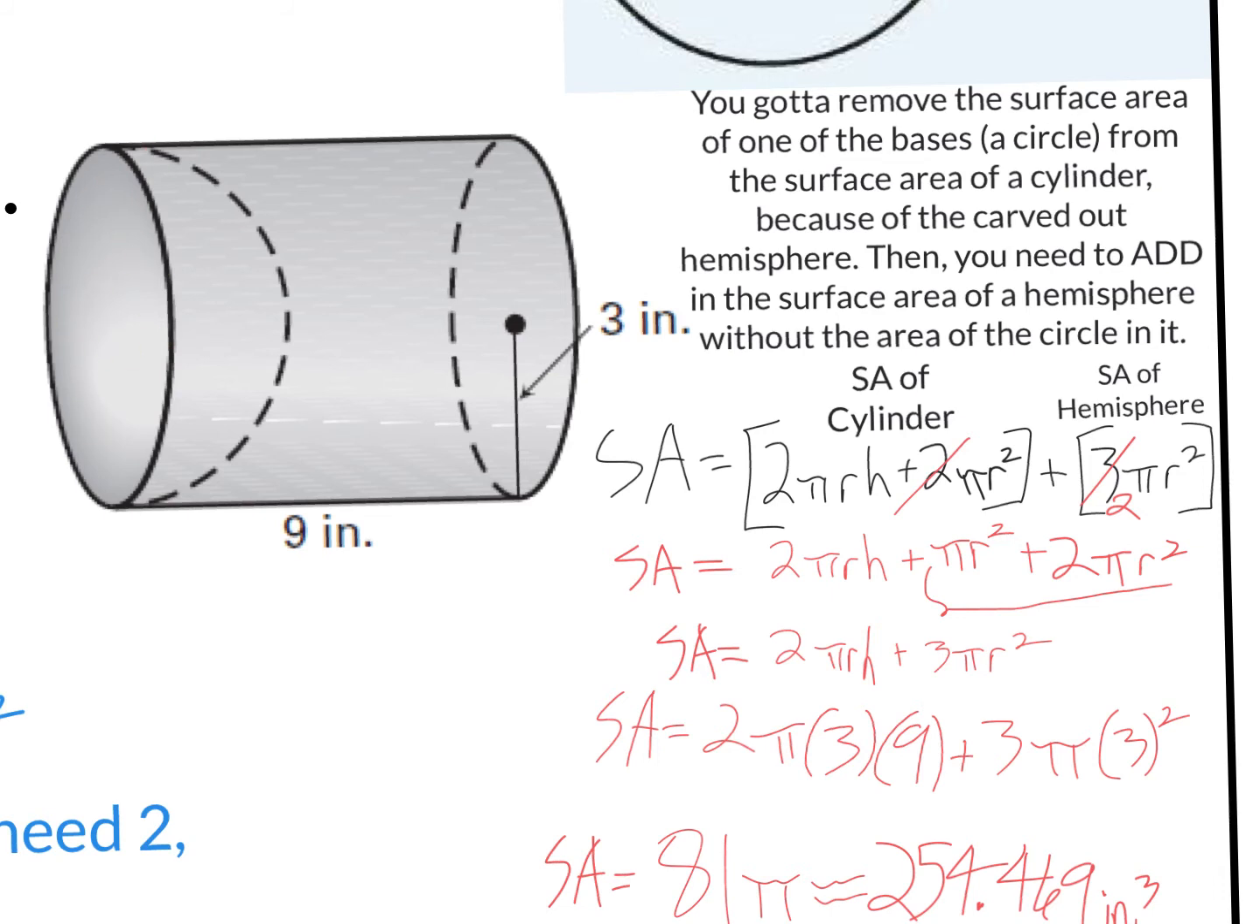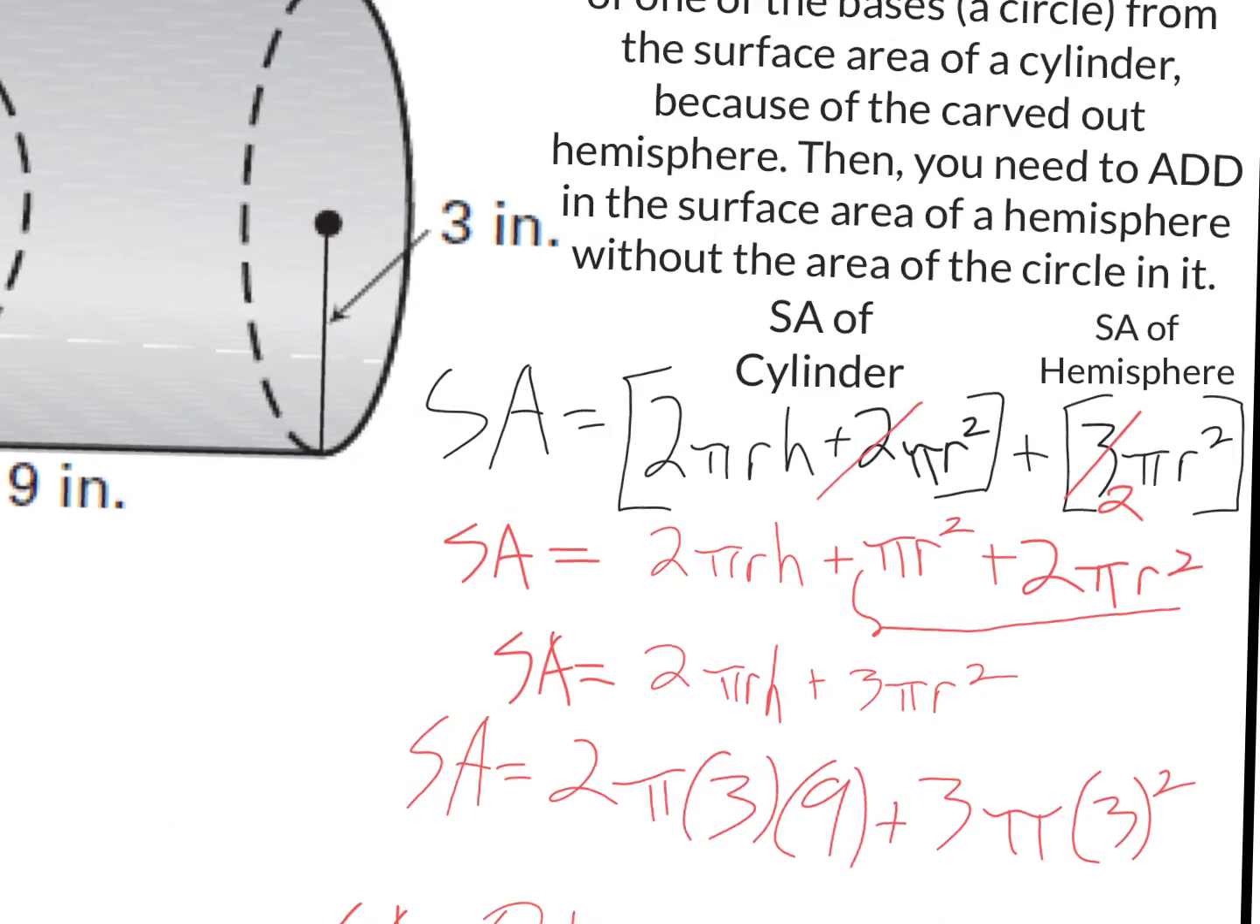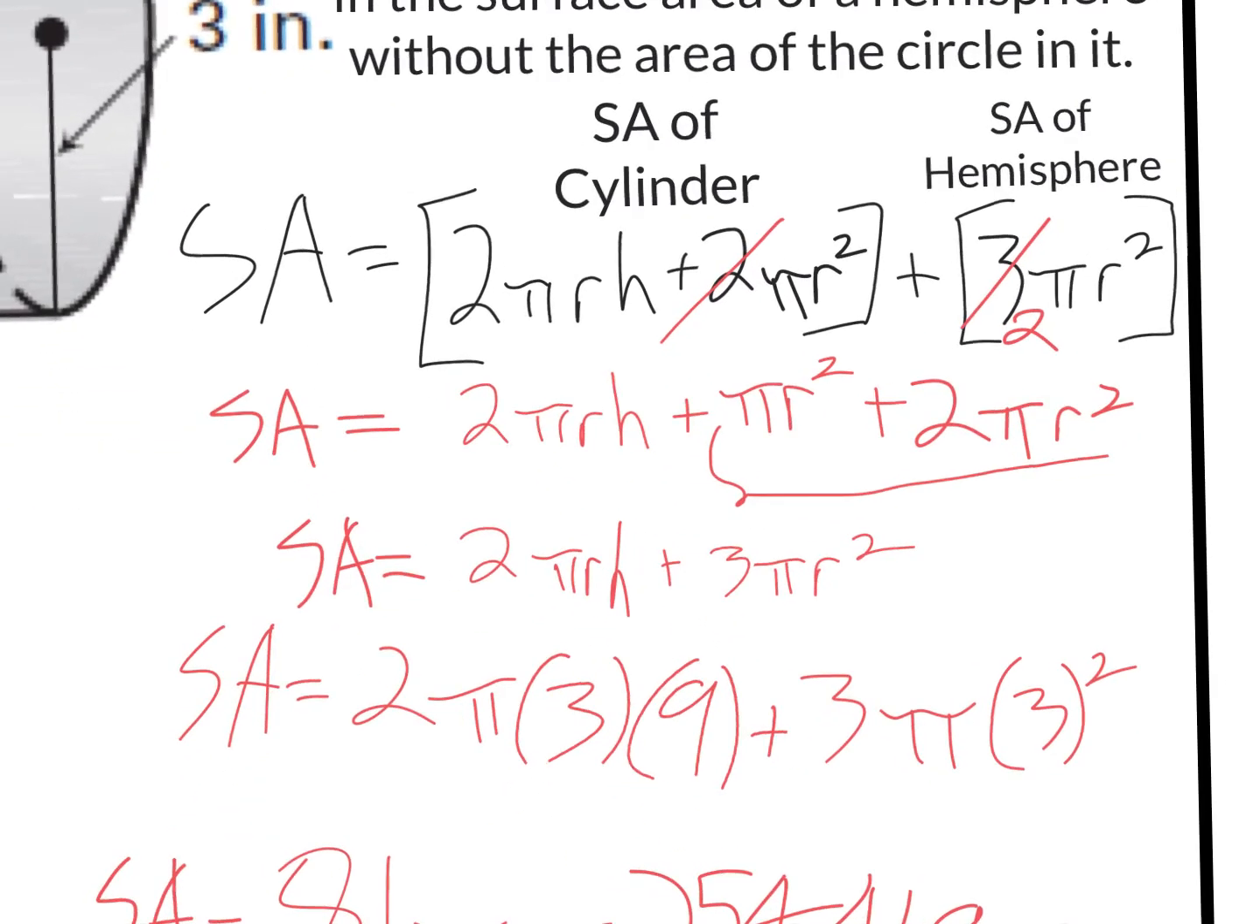This top is supposed to be empty. Then you need to add in the surface area of a hemisphere without the area of a circle in it because, again, this top is empty. So your formula would look like this. I would take the 2 out of my surface area of my cylinder, the 2 from the 2 pi r squared, because you don't have 2 circular bases, you only have 1 circular base. And then instead of doing 3 pi r squared, I would do 2 pi r squared because, again, I don't have the circle attached to that hemisphere.